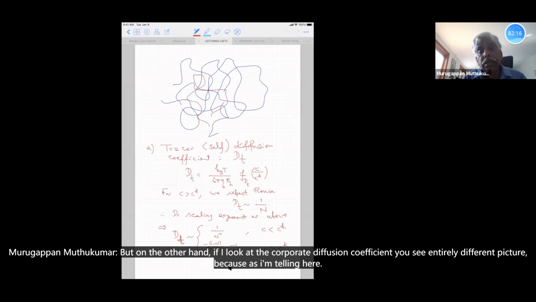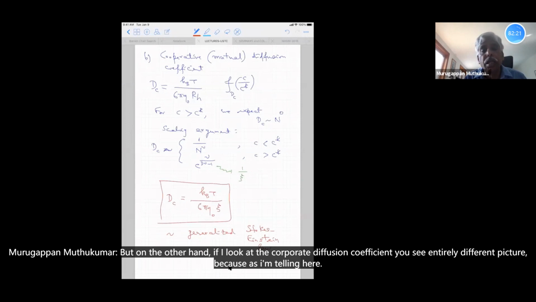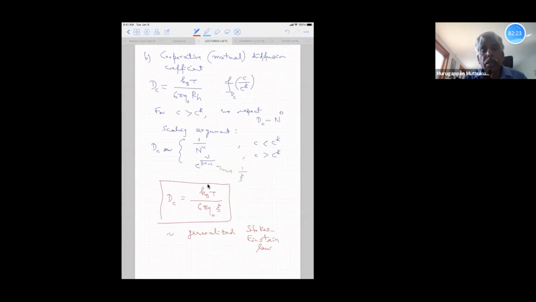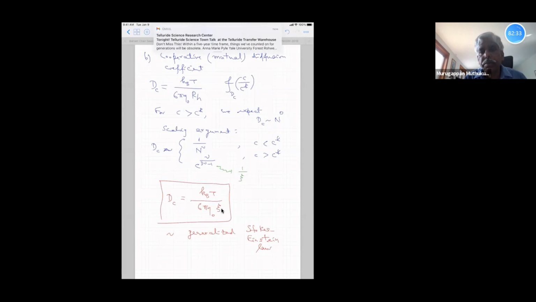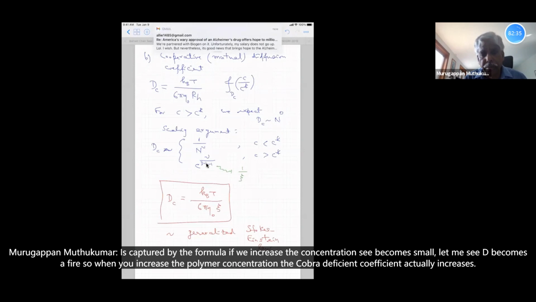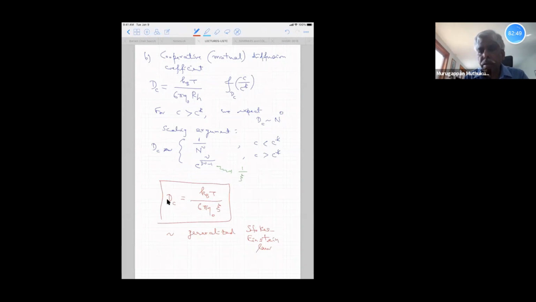But on the other hand, if I look at the cooperative diffusion coefficient, you see an entirely different picture. Because as I'm telling here, correlation length becomes small when you increase the concentration. We know that. Correlation length is becoming smaller and smaller when you increase the polymer concentration, as captured by this formula. When I increase the concentration, the correlation length becomes small, that means that D becomes higher. So when I increase the polymer concentration, the cooperative diffusion coefficient actually increases. Okay?